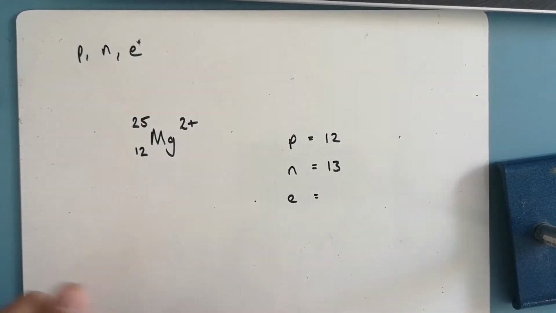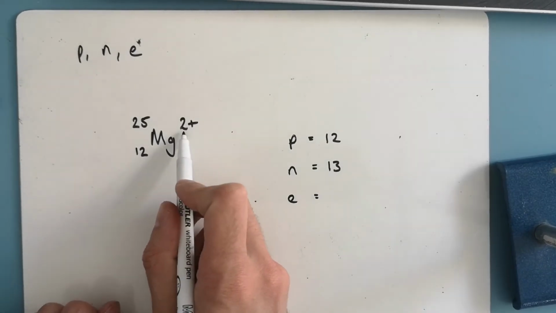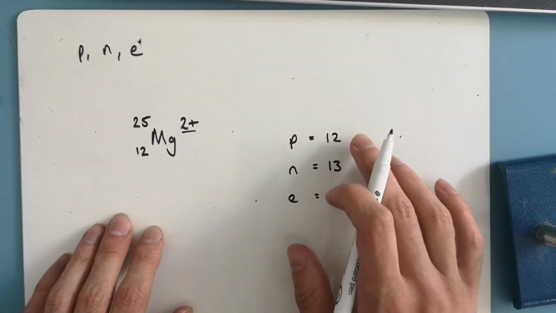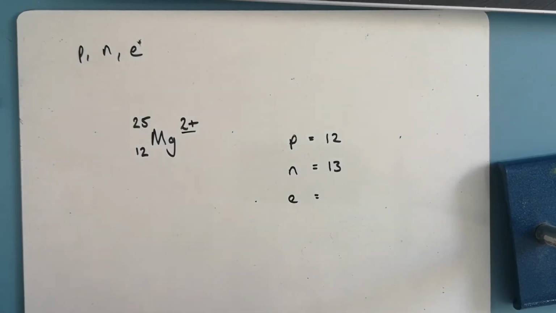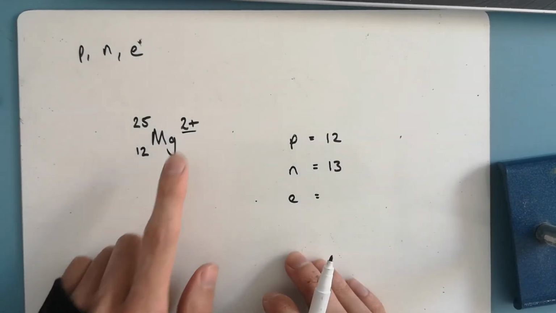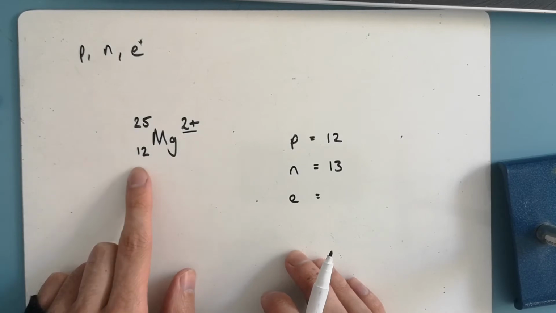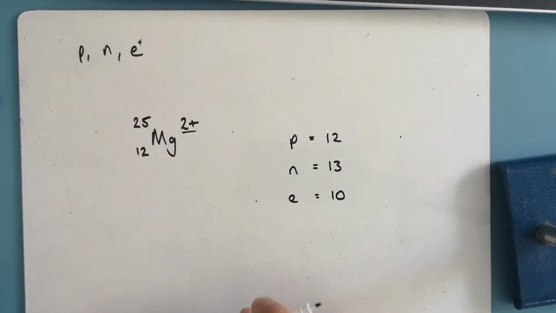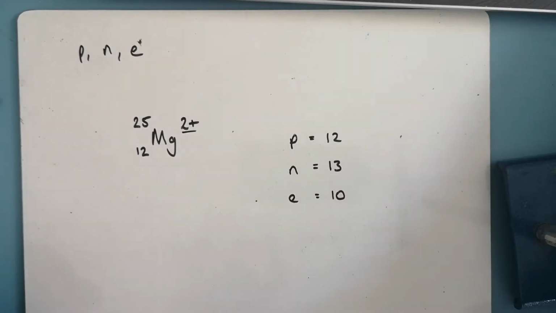And then my electrons. Now I've got a charge, and my charge is 2+. So there must be more positive charges than there are negative charges. Each proton has a single positive charge and each electron has a single negative charge. So if it's 2+, there must be 2 more protons than there are electrons. So I'll have 10 electrons there. And that's protons, neutrons and electrons.